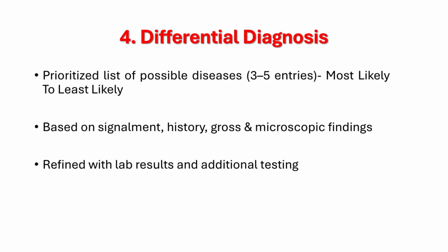A differential diagnosis is a prioritized list of the most likely diseases or conditions that could explain the findings. Typically, 3 to 5 possibilities are included, arranged from most probable to least probable. This list evolves as additional information becomes available, from clinical signs, necropsy or biopsy findings, and laboratory testing. The purpose is to narrow down potential causes until one can be confidently identified.